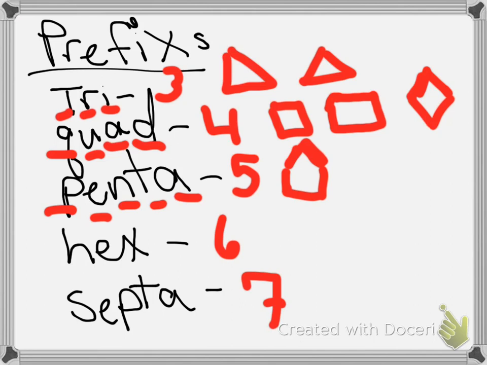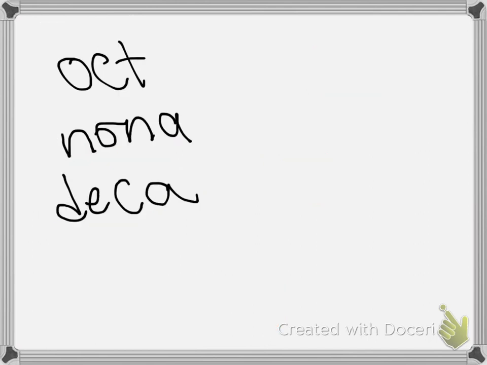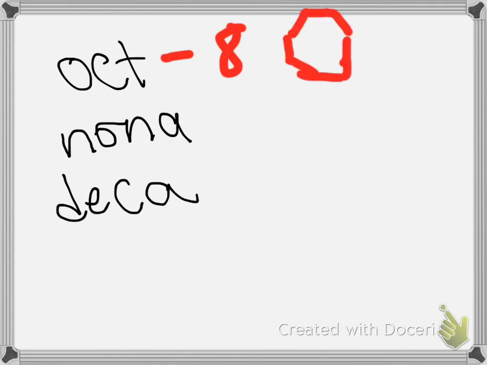Septa. So the first 3 are pretty easy. Tri, quad, and penta, because tri has 3 letters, 3 sides. Quad, Q-U-A-D, 4 letters, 4 sides. Penta, 5 letters, 5 sides. And these are all different types of polygons. Next ones. Octo, or octa, has 8 sides. So the most famous one would be a stop sign.